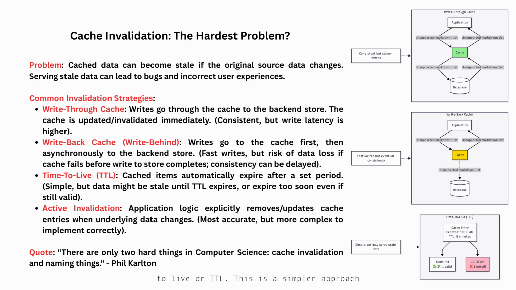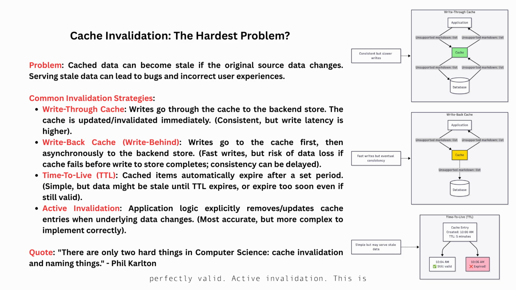Time to live, or TTL. This is a simpler approach where you set the expiration time for each cached item. After the TTL, the item is considered stale and removed or refetched. It's easy to implement, but you might serve stale data during the TTL window, or the data might even expire if it is perfectly valid.